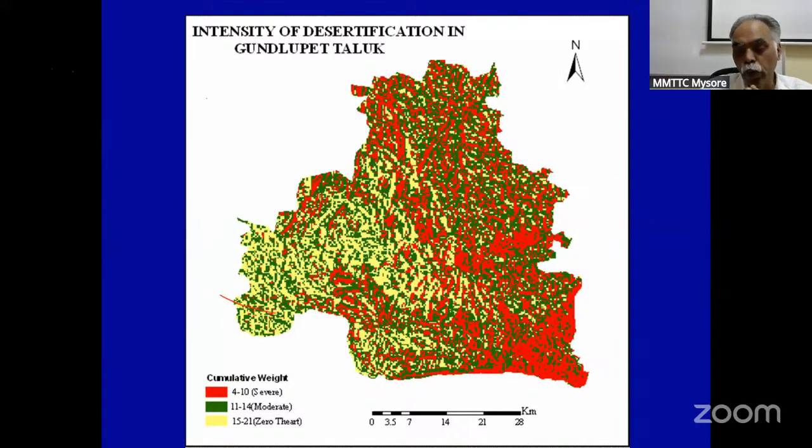I took one of the severely hit regions, Bhimanabeedu, a village in Gundlupete taluk. That village has more than 1,500 borewells. One village having 1,500 borewells.